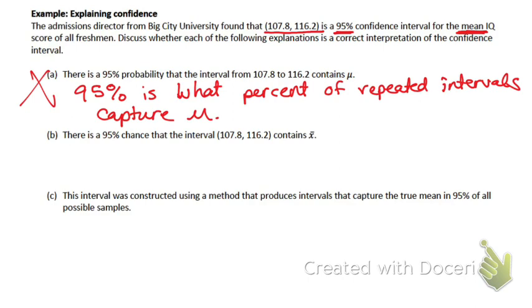Part B. Is this true? Yes. There is a 95% chance that the interval from 107.8 to 116.2 contains X bar. Yeah. Is that true? Are you sure? This is false, you guys. Why is this false? Because it captures 95% of repeated intervals. Because that's the sample, not like the.